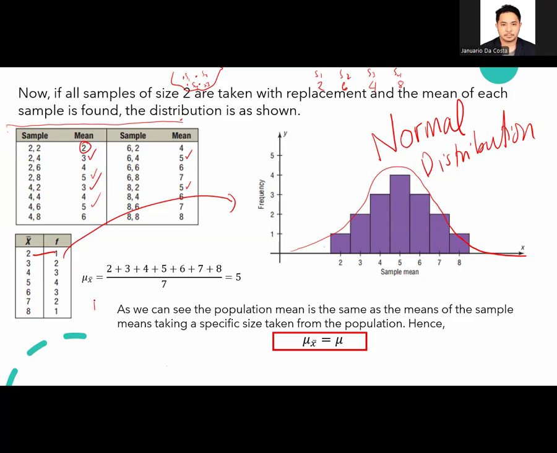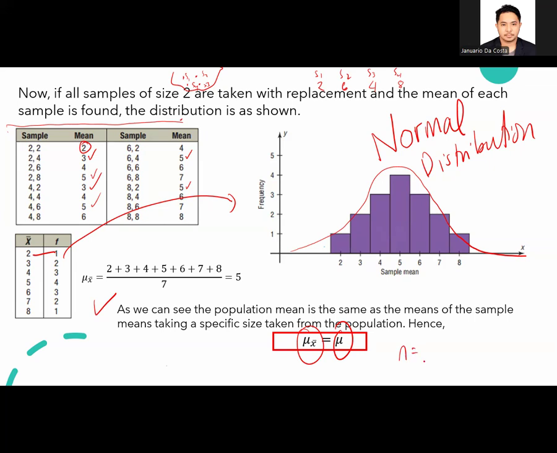Okay, can somebody read the last sentence for us, please? Read it out loud. As we can see, the population mean is the same as the means of the samples, means taken of a specific size from the population. Hence, mu x bar is equal to mu. So the population mean is the same as the mean of the sample means, taken from a specific n values.